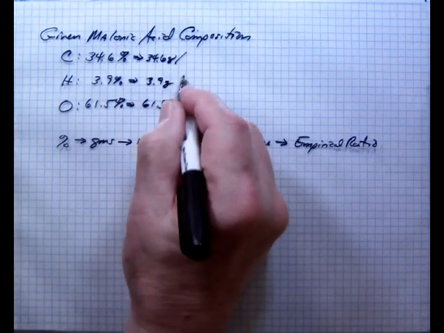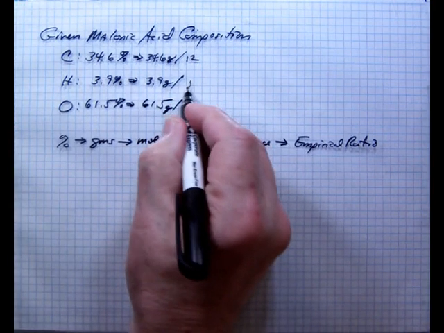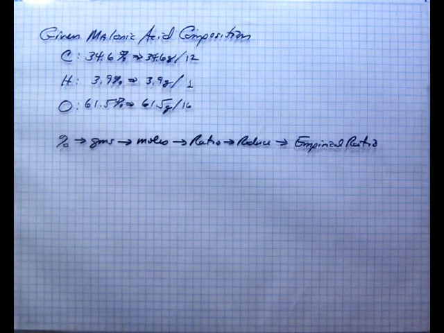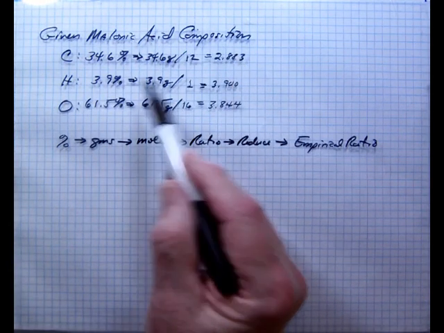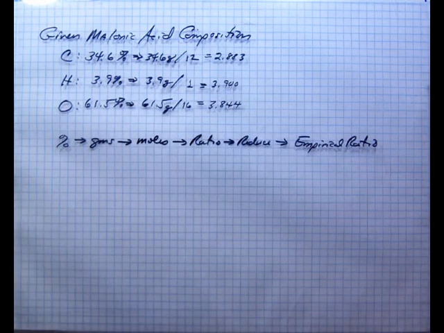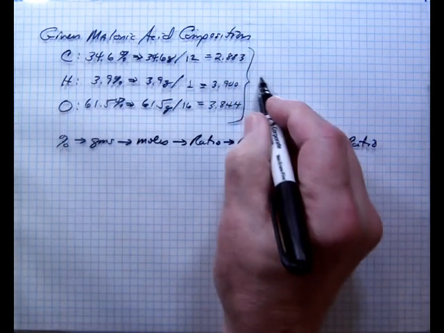Carbon, I'm going to put a slash right there, is 12. I know it's grams per mole. It's going to come out in moles anyway. What's the formula weight of hydrogen? 1. And what's the formula weight of oxygen? 16. So this gives us, for the carbon, 2.883 moles, 3.9 moles of hydrogen, 3.844 moles of oxygen. At this point, I put a little bracket right here, and I'll set up my ratio C:H:O.